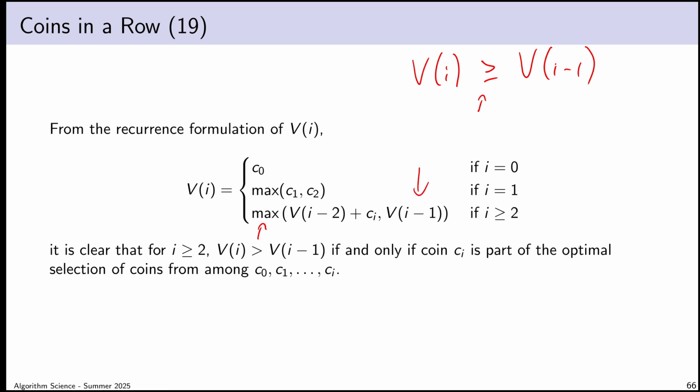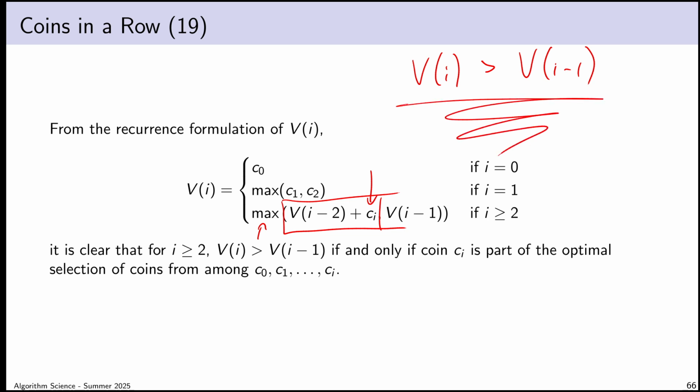Well, certainly if V(i) is equal to V(i-1), that's not going to happen. And that's telling me that if V(i) is greater than V(i-1), I must have fallen into this case here. And this is the case where coin C(i) is in my collection. So I notice that if I just look for cases where V(i) is greater than V(i-1), that'll tell me when I added coin C(i). I don't actually need to recompute the recurrence to do this. I just use the table of values and look at the relationships between each V(i) and each V(i-1).